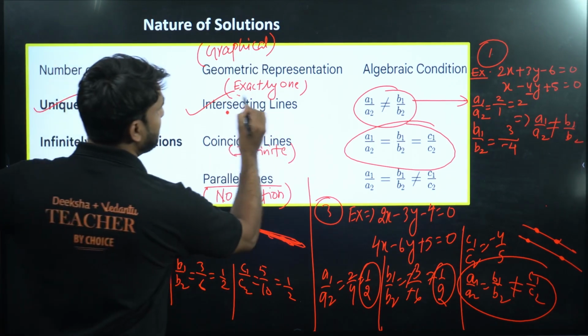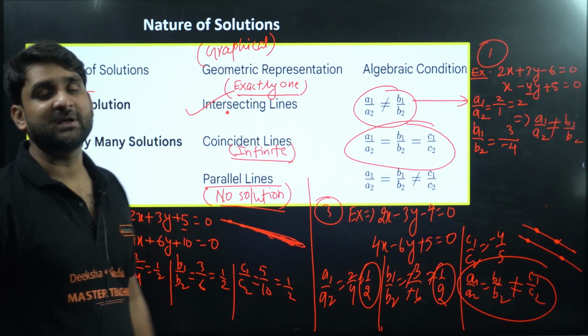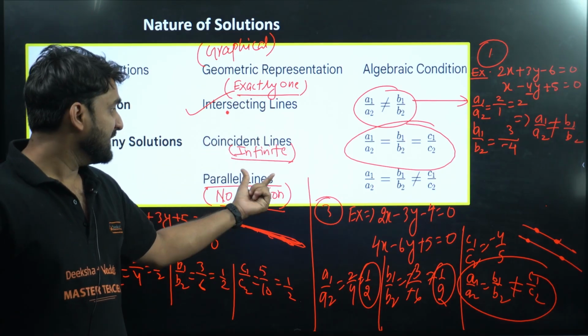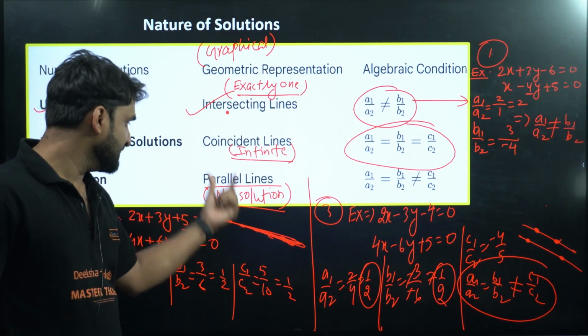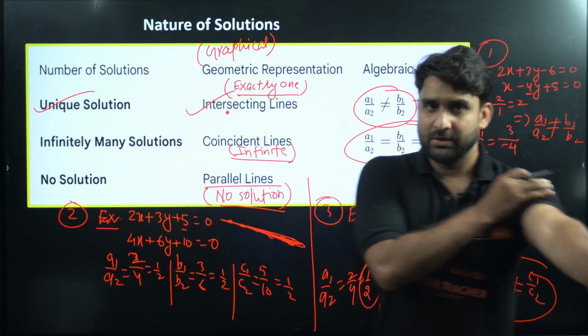And the lines that I'm writing here in red color, this is called the algebraical solution. Algebraically there will be exactly one solution, algebraically there will be infinitely many solutions, algebraically no solution will be there. I hope everything is clear, right?